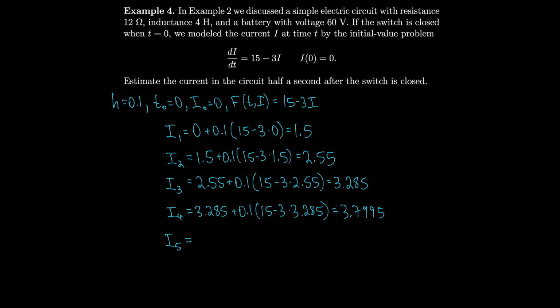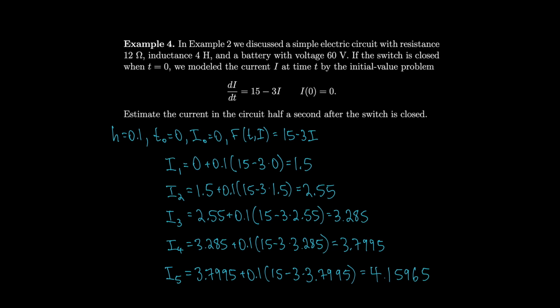So we were doing a step size of 0.1, which is a tenth of a second. So 0.5 will be all we need. Thank goodness. I don't know which is worse, this or the drawing. Actually, no, the drawing is definitely worse. So 15 minus 3 times 3.7995. We get an approximation of 4.15965 after half a second.